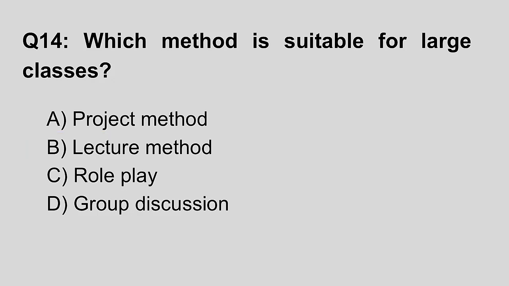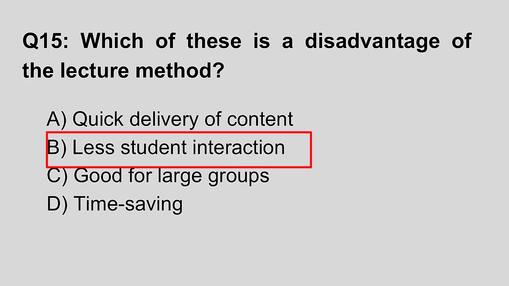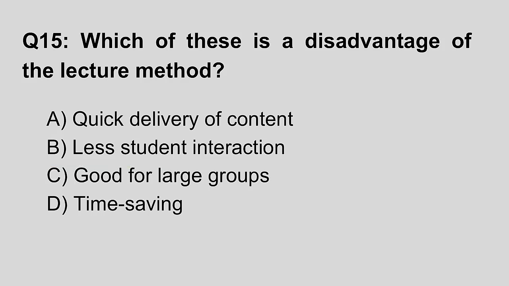Let's think about the downside now. Which of these is a disadvantage of the lecture method? Quick delivery of the content, less student interaction, good for large groups, or time saving? Correct answer is less student interaction. Yes, lectures are fast, but students are mostly silent. There is little chance to ask, discuss, or apply ideas right away. That is a big drawback if you want active learning.